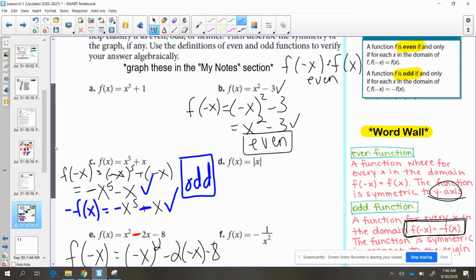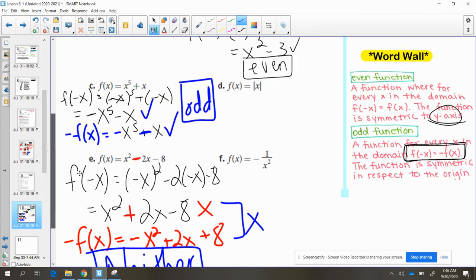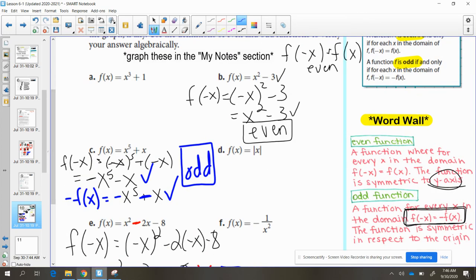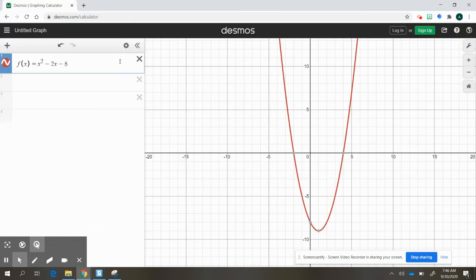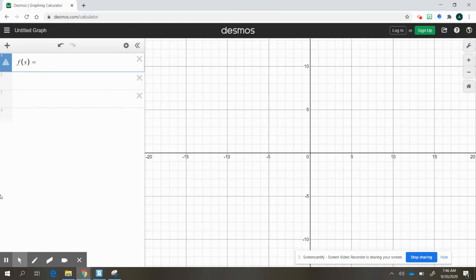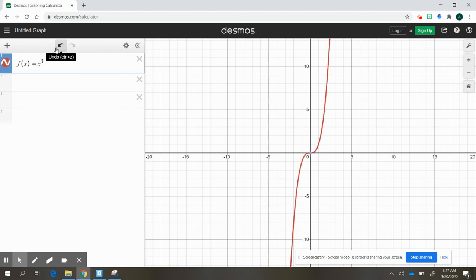Now again, visually is honestly probably easier to identify than all of these. If we look, for instance, at absolute value of x, if we type this in, I'm missing where my little calculator thing is. Here we go. This is even because we could fold it over the y-axis. It's got that symmetry, versus the letter A on this example.